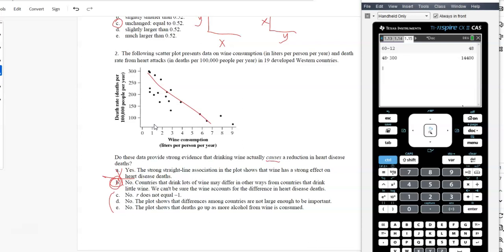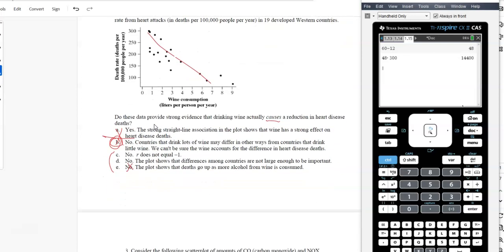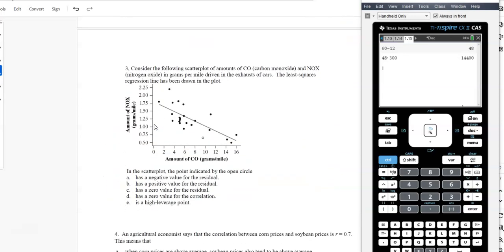The plot shows that the difference among the countries are not large enough to be important. I don't know about that. The plot shows that the deaths go up more for alcohol from wine. Deaths go up as more alcohol from wine is consumed. No, that's clearly wrong, right? That's just not even accurate to what's there.